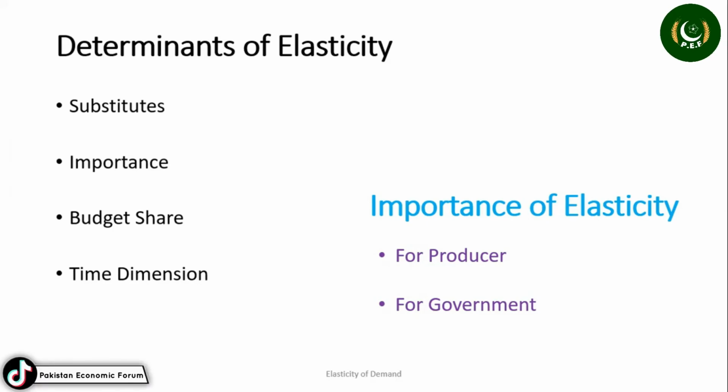Now for the government, it helps the government to fix the tax rates on different commodities. A government that aims to increase the tax revenue can tax the goods which are inelastic in demand heavily, because increase in price due to heavy taxes will not result in a significant fall in quantity demanded. Therefore, the tax revenues will increase.